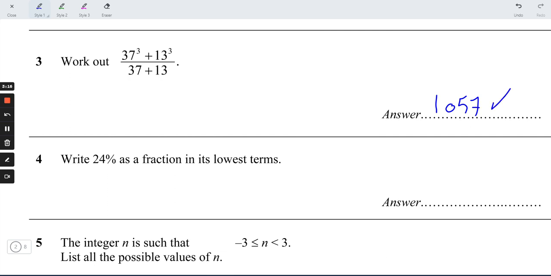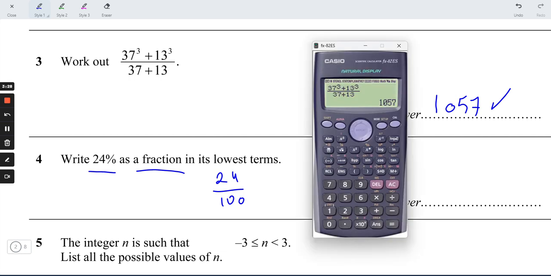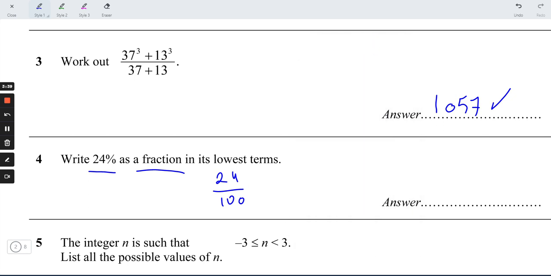Write 24% as a fraction in its lowest terms, so it's 24 over 100. It's a fraction, so we can use our calculator to find the answer here. So 24 divided by 100 equals 6 over 25. 6 over 25.